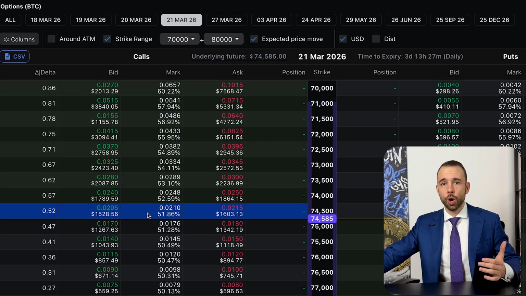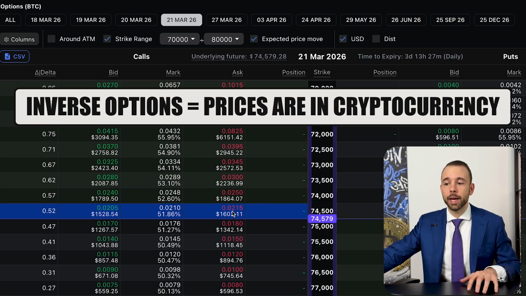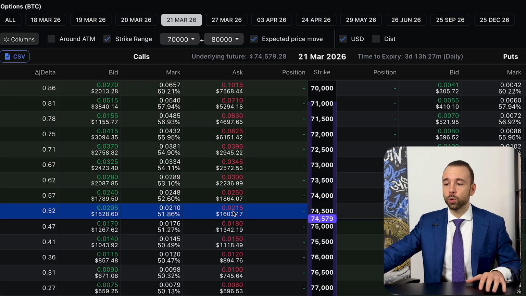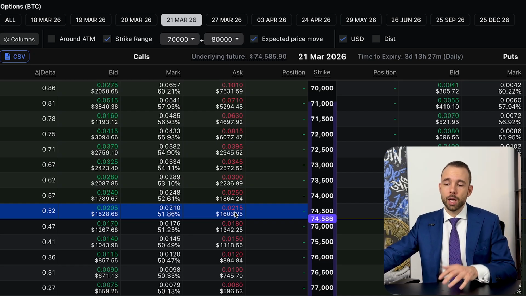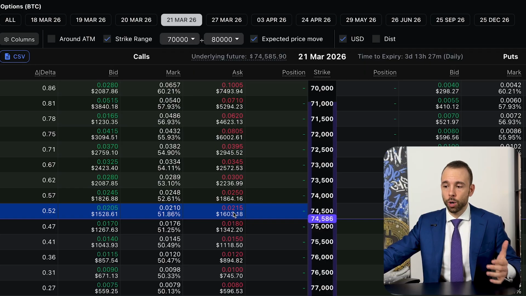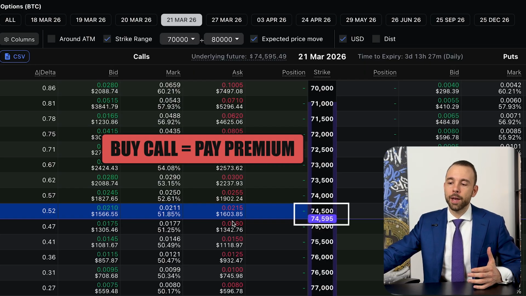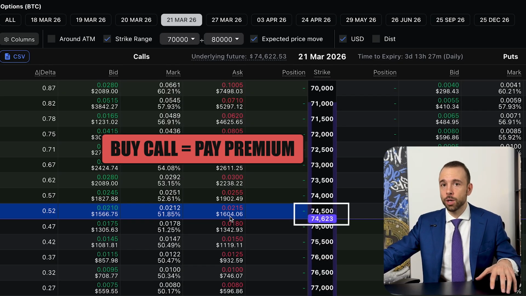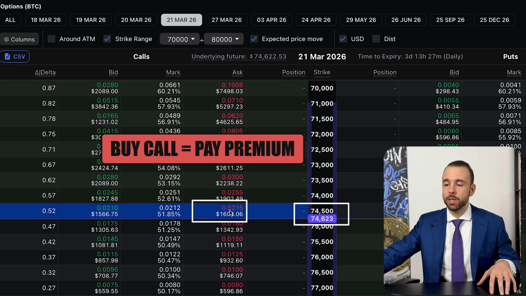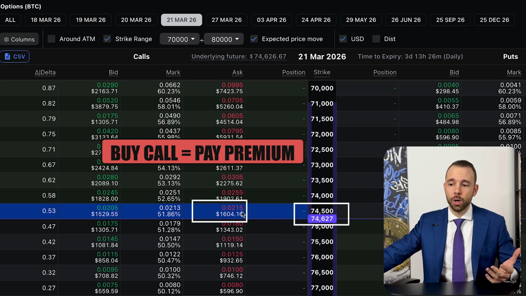Also, with inverse options on Deribit, it's important to mention that all the prices are in the cryptocurrency. So for example, right now I have Bitcoin options and all the prices are in Bitcoin. So that means if I would like to buy a call option with a strike price of $74,500, I have to pay for one call option, which is equal to 1 Bitcoin, I have to pay 0.0215 Bitcoin.